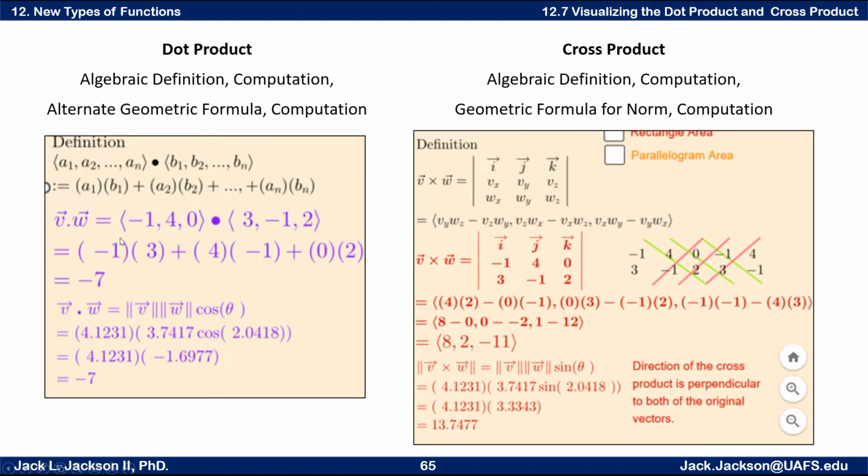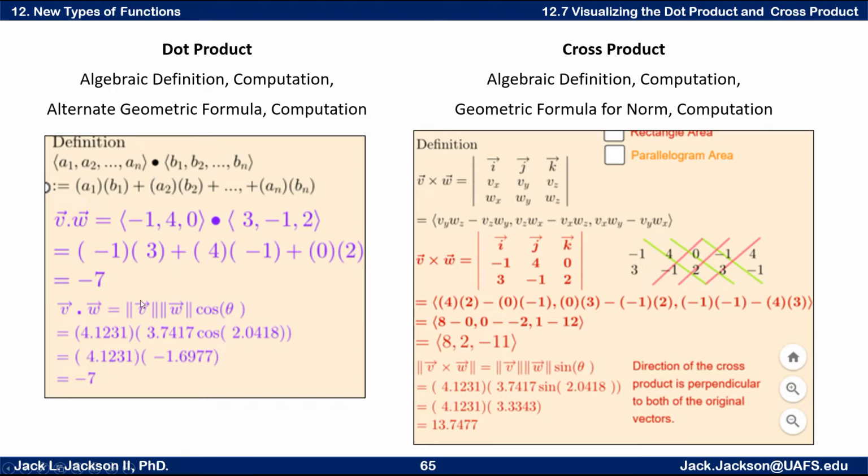So here's a 3D vector. Here's a 3D vector. How do we compute the dot product? It's -1 times 3 plus 4 times -1 plus 0 times 2. So that's -3 minus 4 is -7 plus 0 is -7. There's an alternative formula as well that's based on this geometric meaning. It's the norm of v times the norm of w times the cosine of the angle in between.